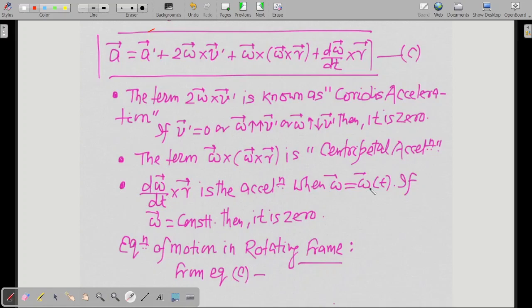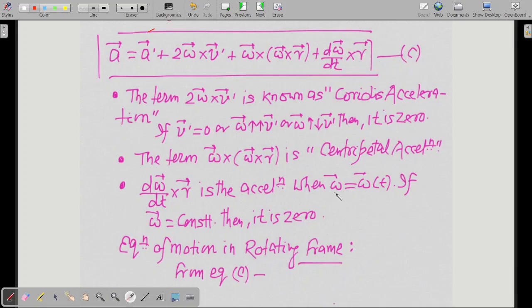But if the angular velocity omega with which the frame is rotating is constant, then the omega vector will be constant and this term will vanish. So 0 cross r vector will be equal to 0. In the case of the earth, because it completes one rotation around itself in 24 hours, the angular velocity is constant, so the d omega by dt term will vanish. So this third term will vanish in case of earth problems. Okay, so that is the thing.